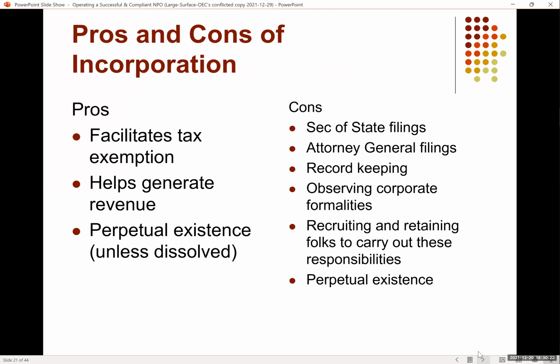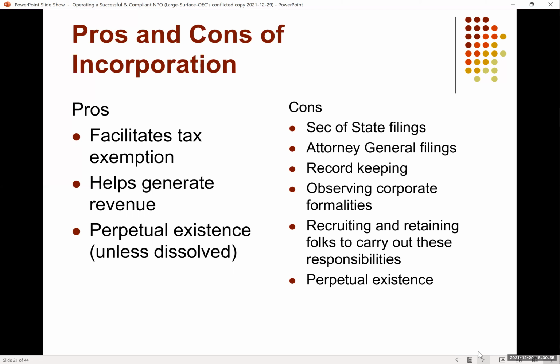So the pros and cons of incorporation, again, it facilitates tax exemption, generates revenue, and you get perpetual existence until you're dissolved. And I have dissolved 2 nonprofits. The cons, there are filings every year. Just like I know in Michigan, all of us have to file a permit form. There's a permit you have to file with the nonprofit. Then you have to file a charitable solicitation paper with the Attorney General's office.